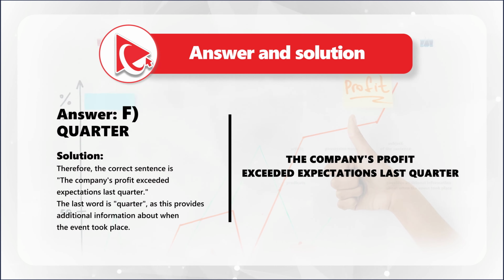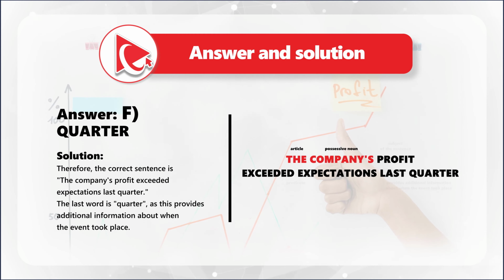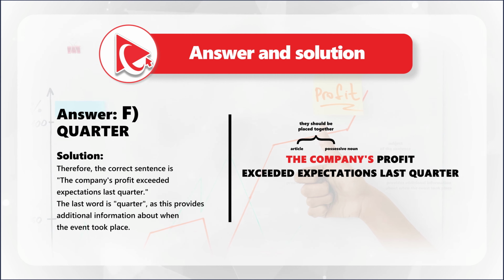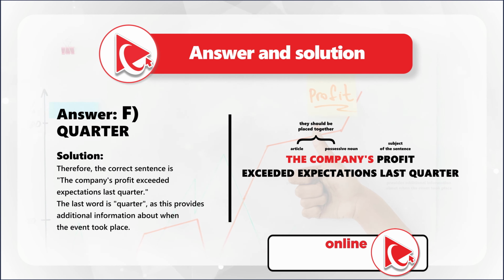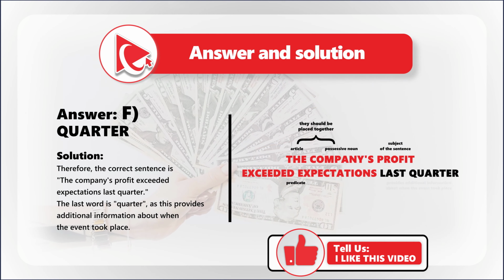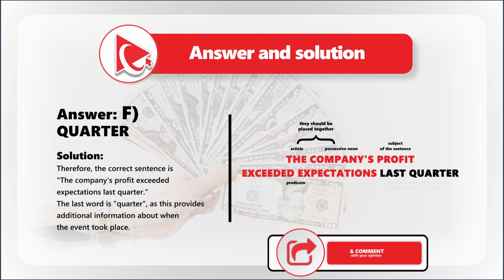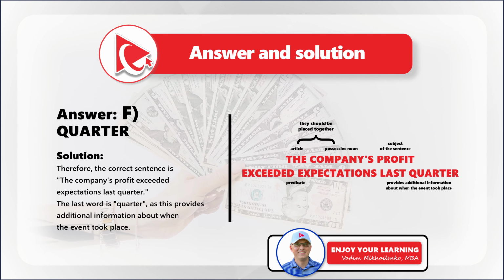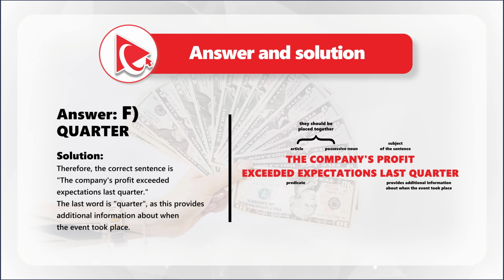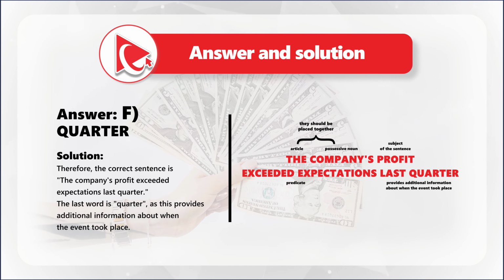The correct sentence is built by using an article, the, and a possessive noun, company's. The company's. In a typical sentence in English, they should be placed together. Profit is the subject of the sentence, and exceeded expectations is the predicate. Last quarter provides additional information about when the event took place. So the correct sentence here is: the company's profit exceeded expectations last quarter.